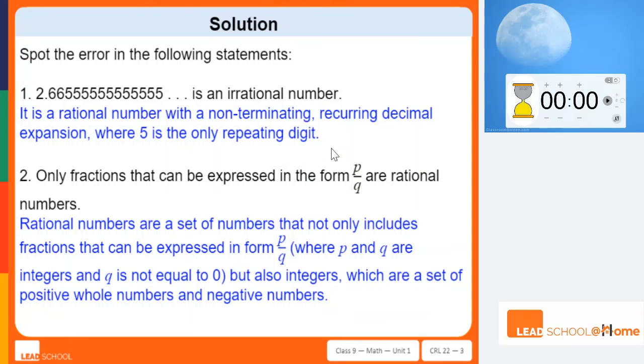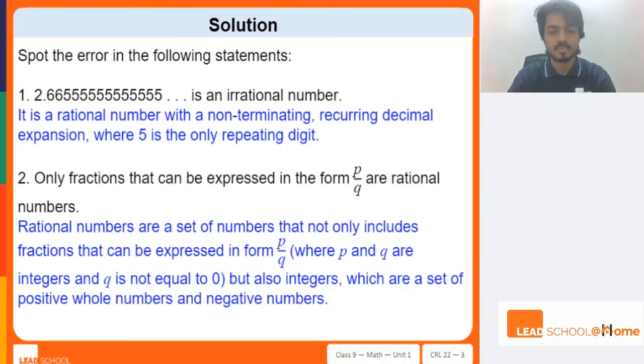Let us discuss the answers to these questions. So the first statement is 2.6655555 and so on is an irrational number. Now what kind of a decimal is this number? This is a non-terminating recurring decimal. Non-terminating recurring decimal numbers are rational numbers. So this is a rational number. So this is an incorrect statement, right? It is a rational number with a non-terminating recurring decimal expansion where 5 is the only repeating digit.